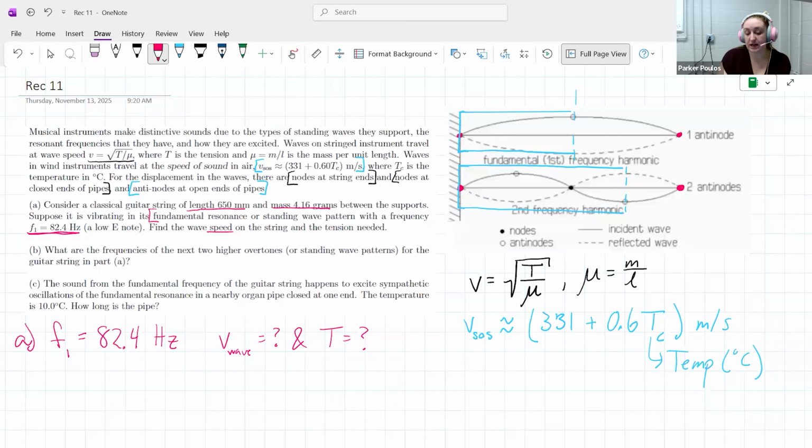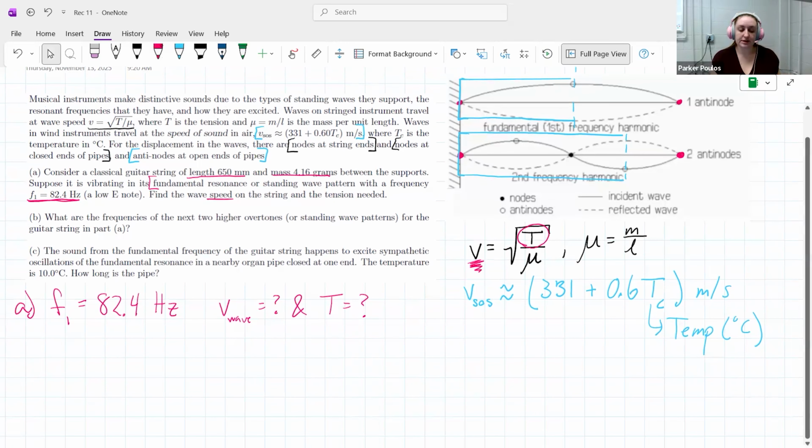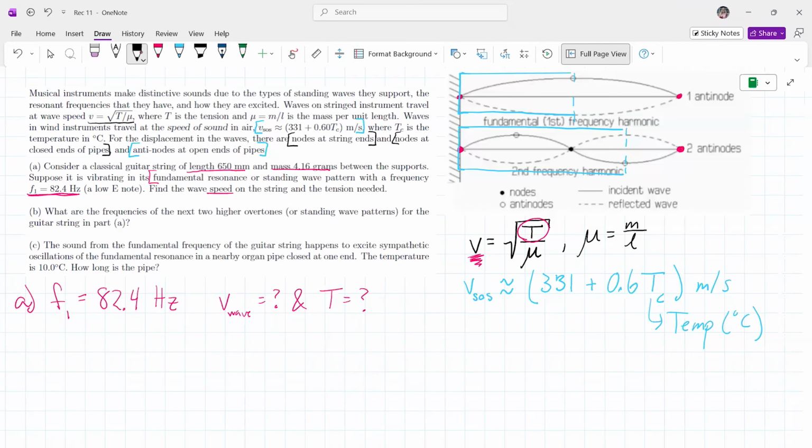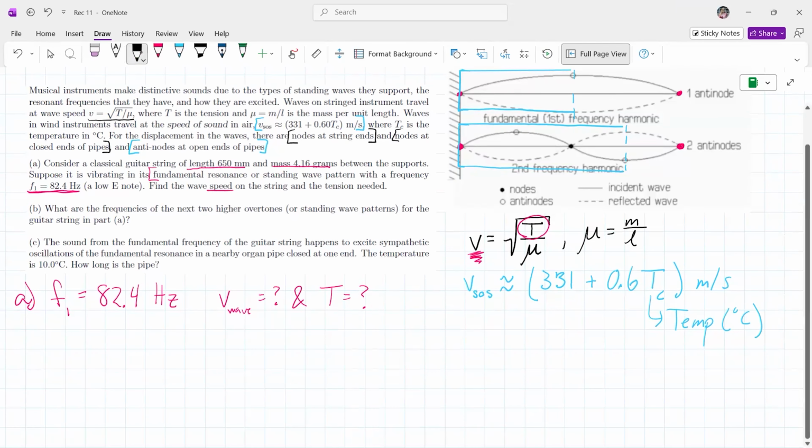Well, we know where tension shows up in this equation here. However, we first need to find that V. So do you guys remember what the fundamental equation is when we're talking about waves? Is it the wavelength one? Probably. Can you say more about that? Wavelength equals 2 times the length.